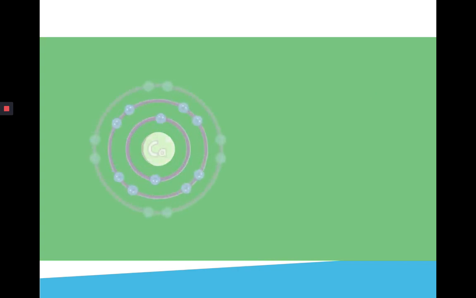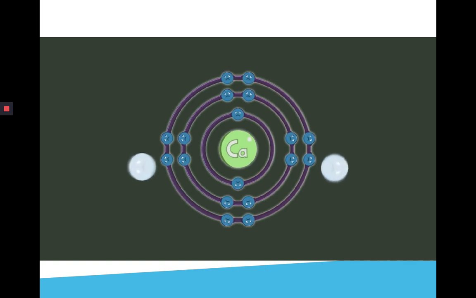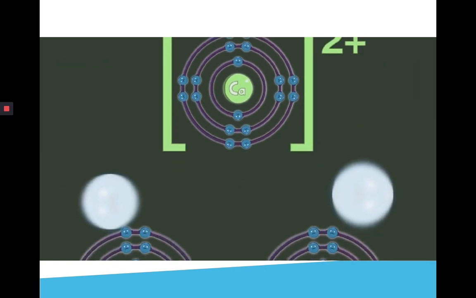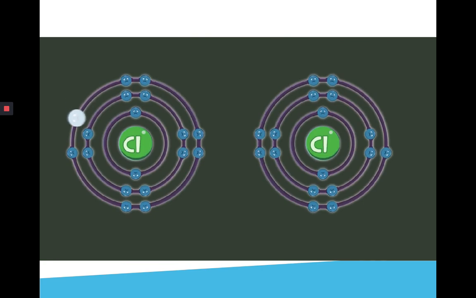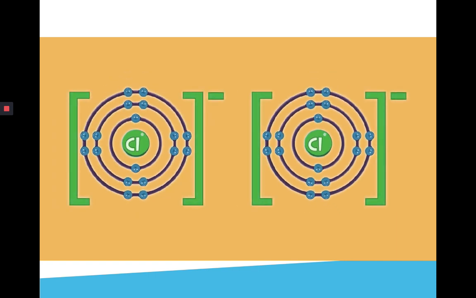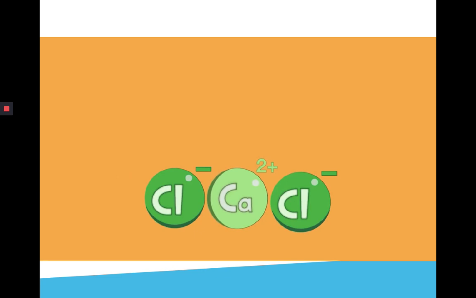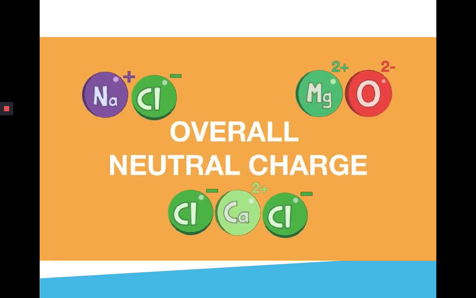Now, let's look at calcium and chlorine. Calcium loses two electrons to form a calcium ion. One of these electrons is transferred to a chlorine atom, and another is transferred to another chlorine atom, forming two chloride ions. The calcium ion is electrostatically attracted to the two chloride ions because the opposite charges must fully balance each other out. In all three examples, the resulting ionic compounds have an overall neutral charge because all charges are fully balanced out.